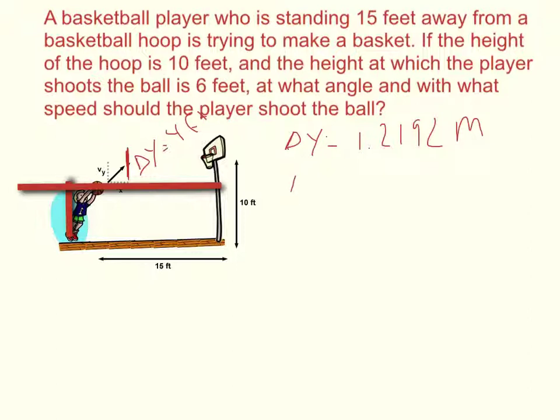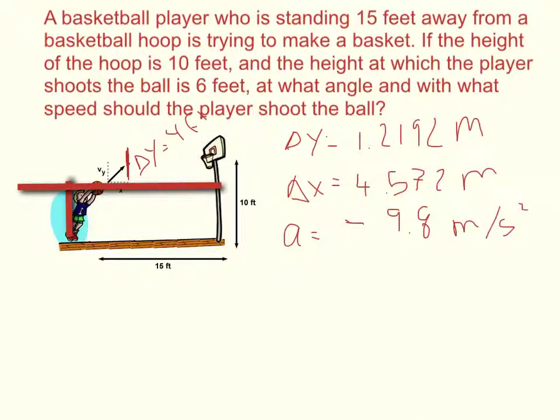And then part 2, we know delta x is equal to 15 feet, which is approximately 4.572 meters. And then the last explicitly known variable is the acceleration. It's due to gravity alone, so it's negative 9.8 meters per second squared. And we're discounting the friction due to air. So essentially, air is not taking part in our physics problem.